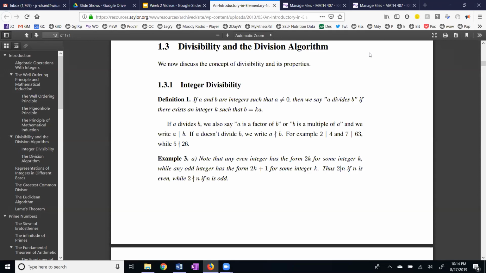If A doesn't divide B, we say A does not divide B with a mark through the divide sign. 2 divides 4 is true, 7 divides 63, 5 does not divide 26. What I'd like to do now is state an alternate definition to divisibility.